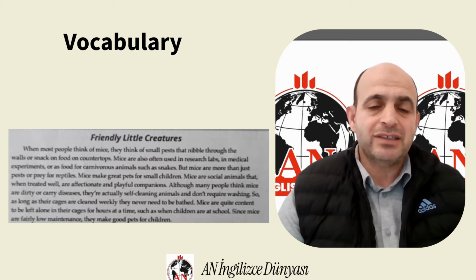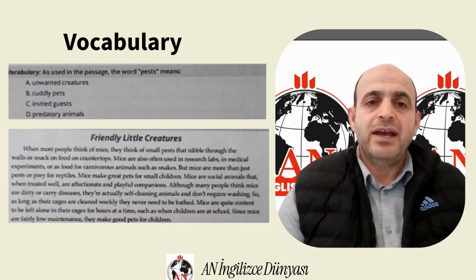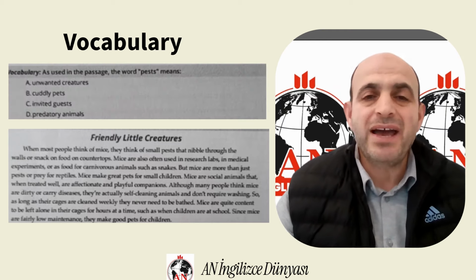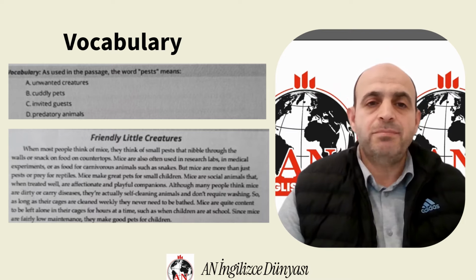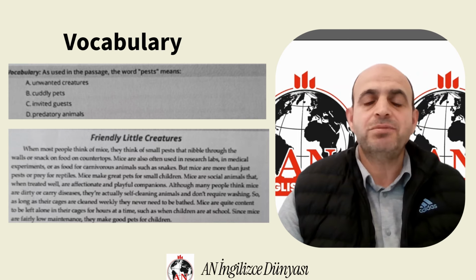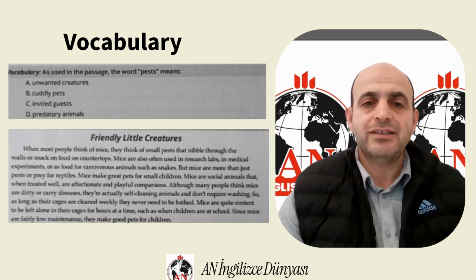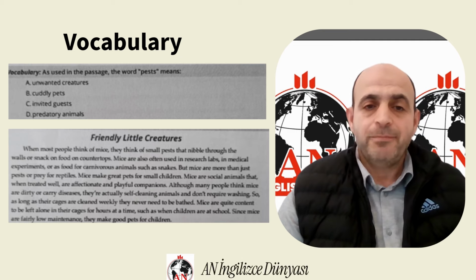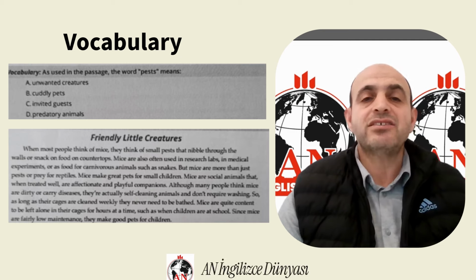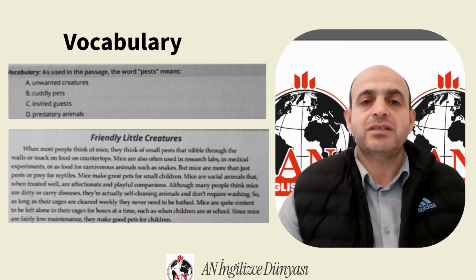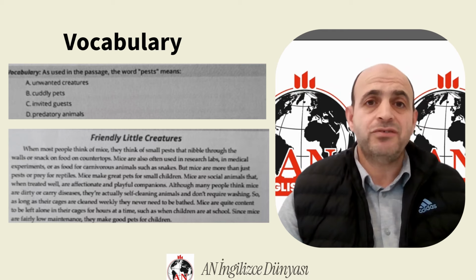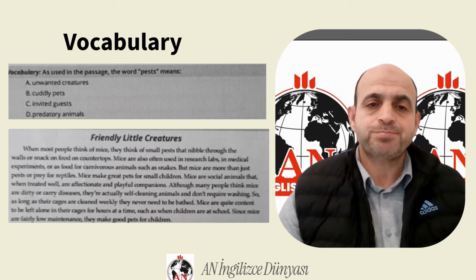For example, look at the example given. As used in the passage, the word pests means unwanted creatures, cuddly pets, invited guests, predatory animals. So when you look at the text, the correct answer is going to be A, because the pests are described as coming into people's homes and causing damage. So that's the best description for this question is A.